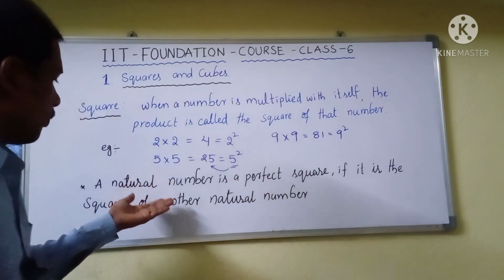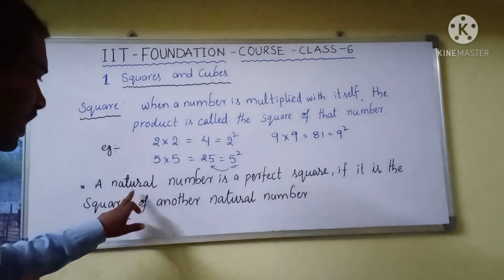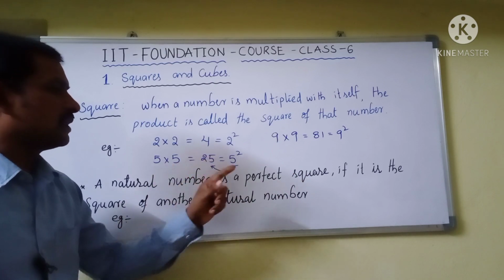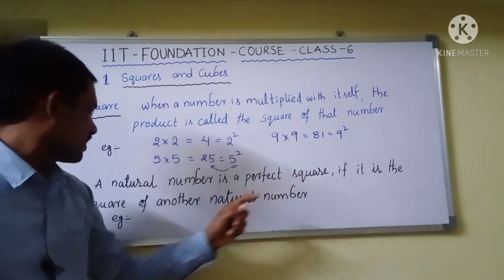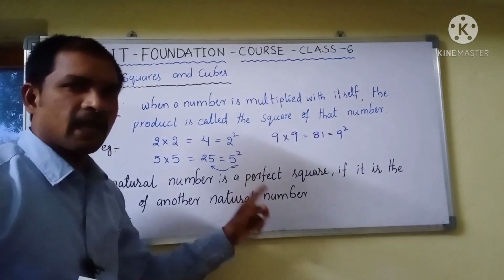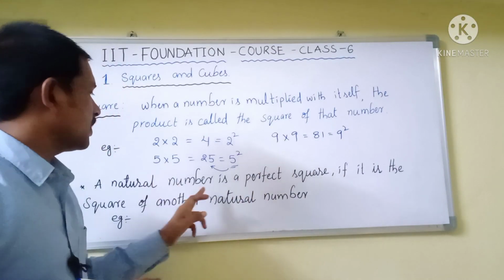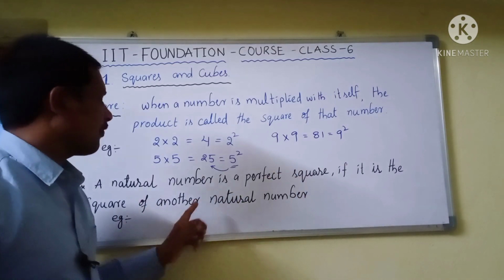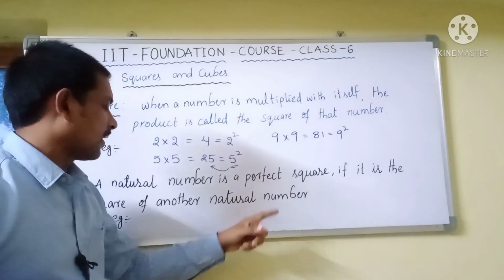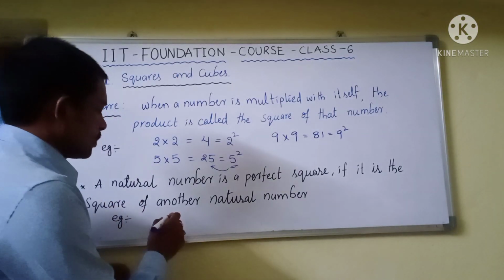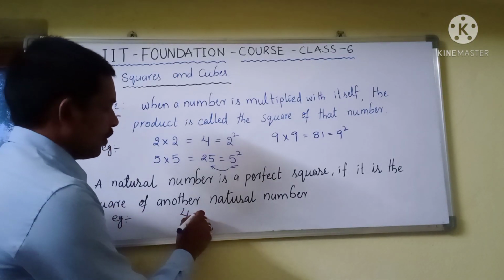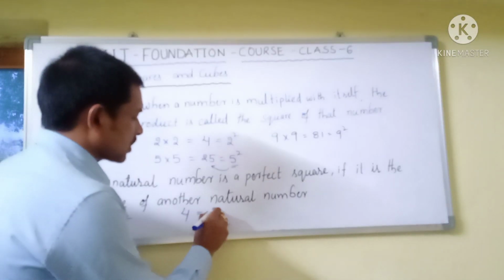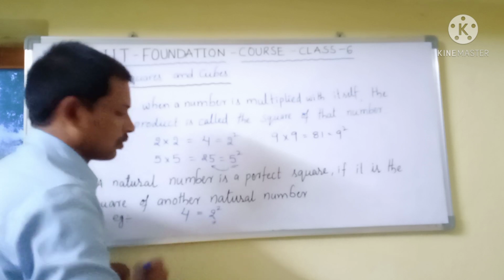Okay. One more definition: a natural number is a perfect square if it is the square of another natural number. For example, 4 is a perfect square number. Why? Because it is the square of another natural number, 2.